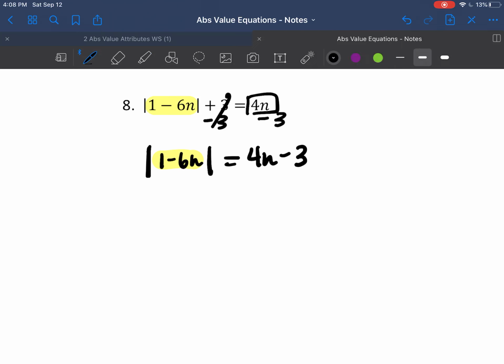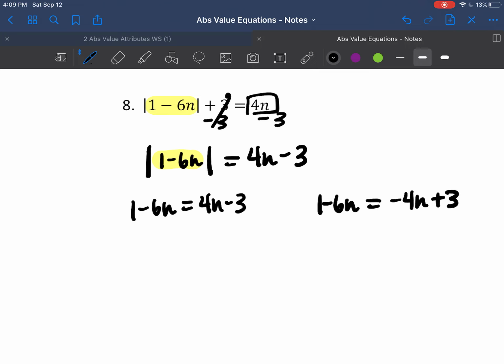Okay, now we are ready to write our cases. We have 1 minus 6n equal to the 4n minus 3. And then we have 1 minus 6n equal to the negative 4n plus 3. Notice that minus sign became a plus sign over here. Okay, so we always set what's inside the bars equal to the positive version and the negative, meaning you flip every sign in the term.